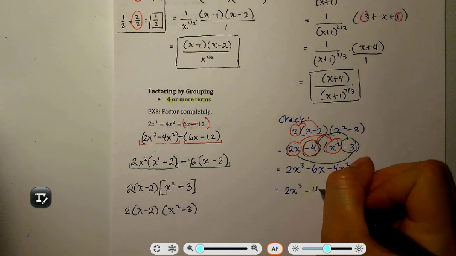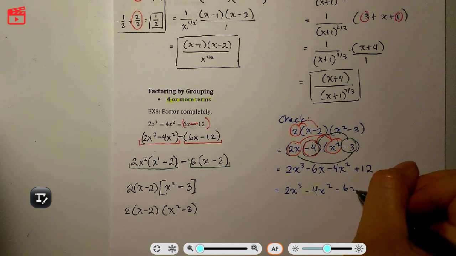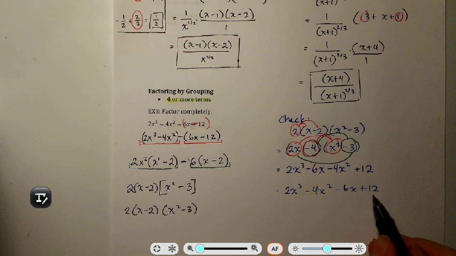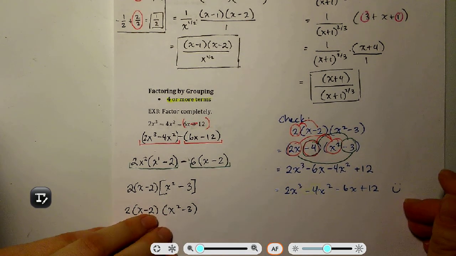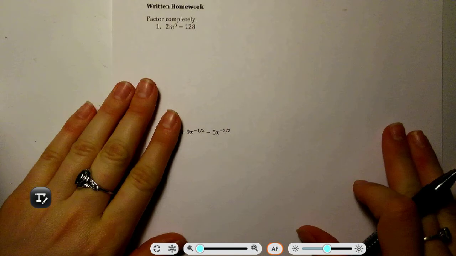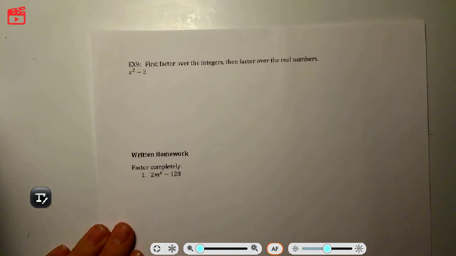So minus the 4x squared minus 6x plus 12. And there we go. We were right. We factored it correctly. Yay. Okay, one more to go. And then we're done with 1.3.